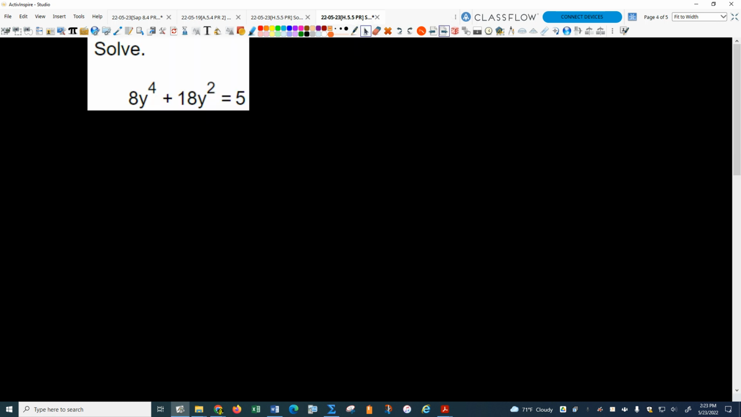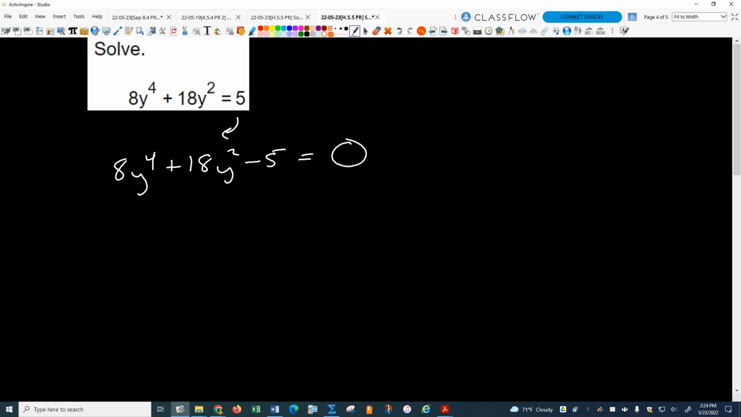Okay, how about this guy? What do you think? What are we going to do first? Set it to 0. Good. So we're going to subtract the 5 to the left side, and that's going to give us 8y to the 4th plus 18y squared minus 5 equals 0.